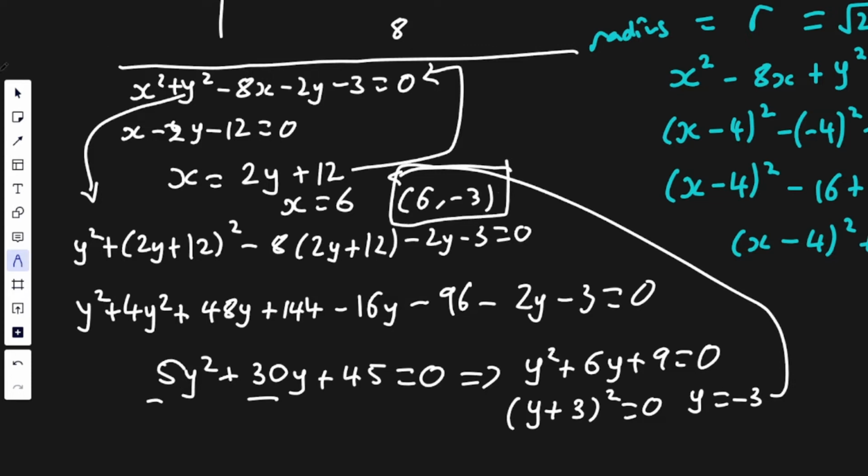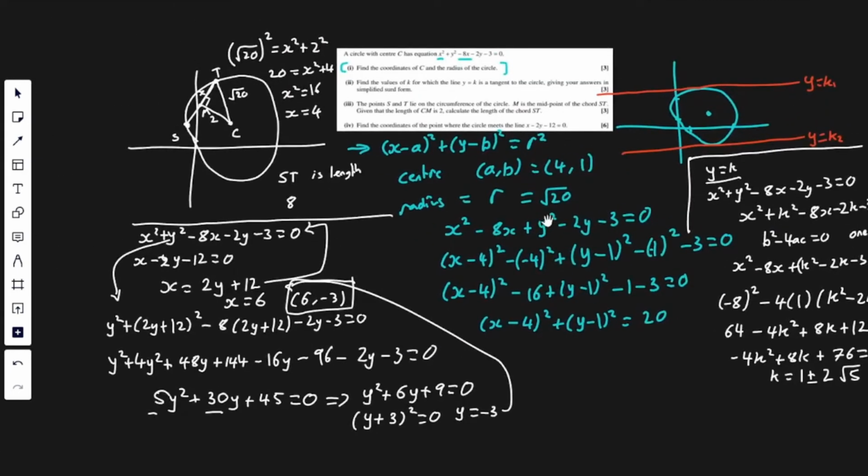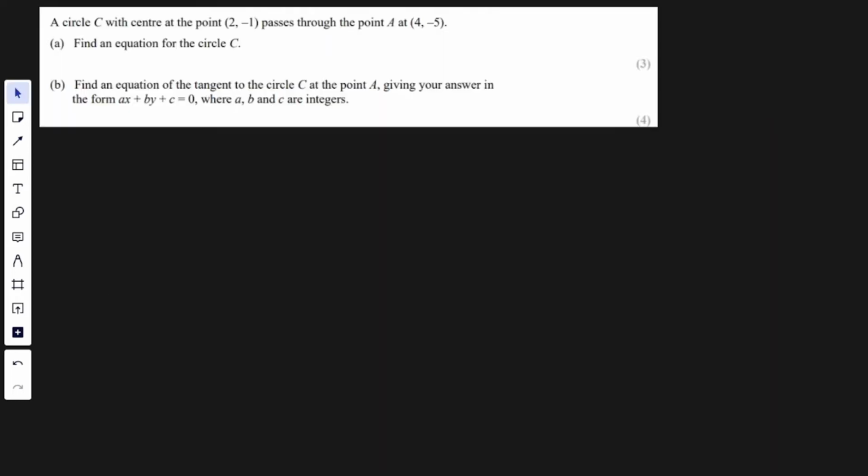Like that. Not too bad, but pretty tricky and a lot of marks. This is 15 marks, so definitely worth it in a 100-mark paper to be able to do something like this perfectly. So we've got a question here. A circle C with centre at the point (2, -1) passes through the point A at (4, -5).